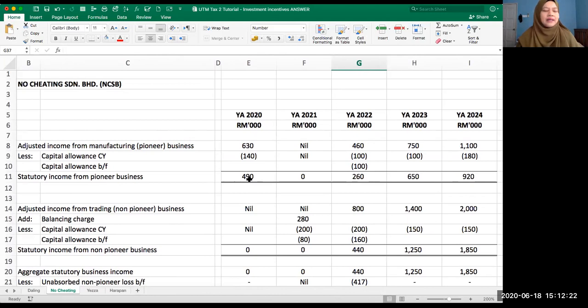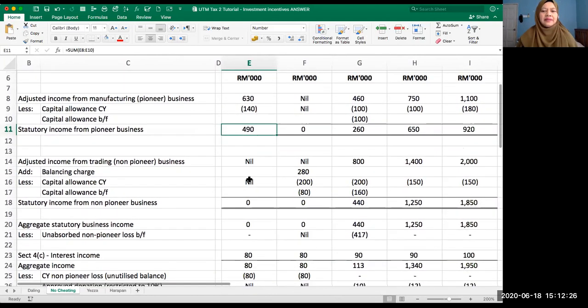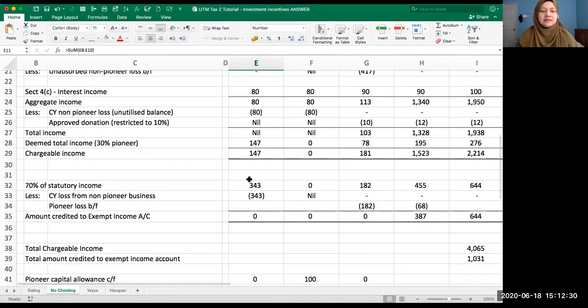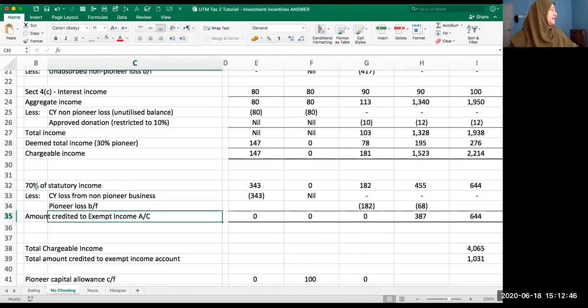So tadi kita dah buat ni kan, 490, nil 260, betul-betul. Alright. Kalau Dr. Sawa punya kelas, you see that dia buat 70% tu dekat bottom. So in this case, the difference between my method and her method is just a presentation. Dia buat 70% SI tu at the bottom. Alright. And then you buat minus current year loss semua sama. Alright. So we get the same answer 0, 0, 387 dengan 644.